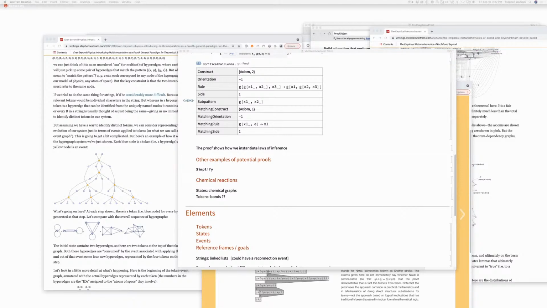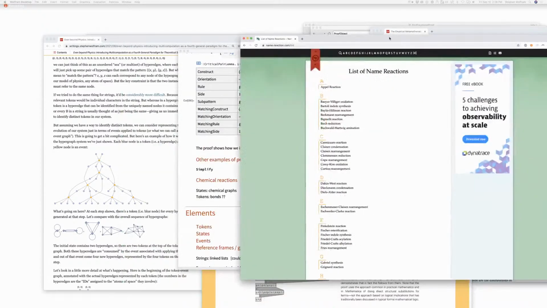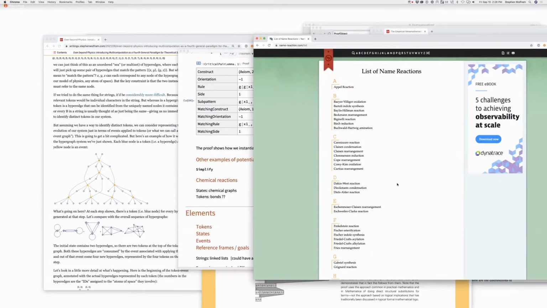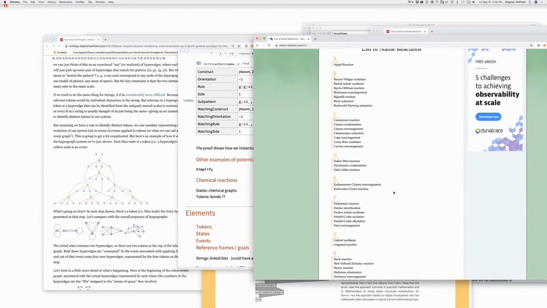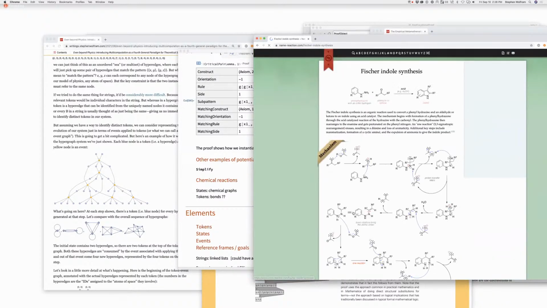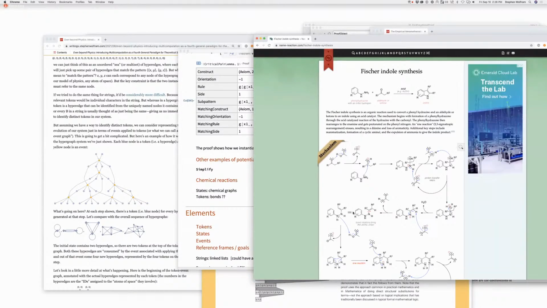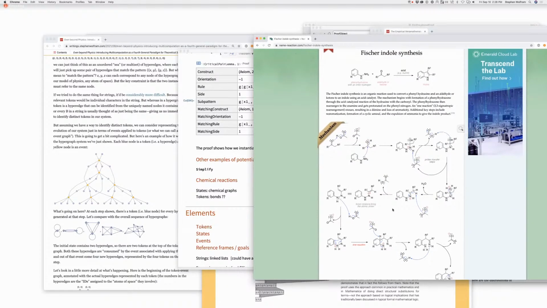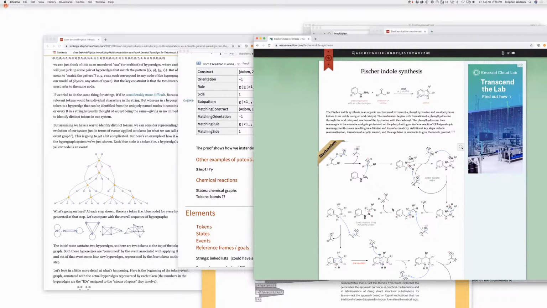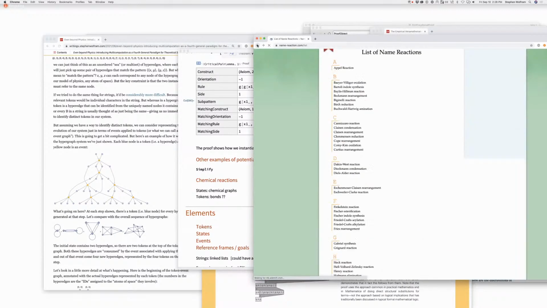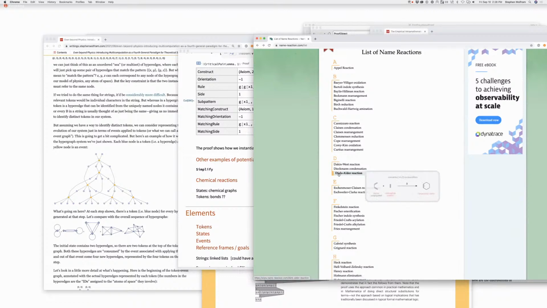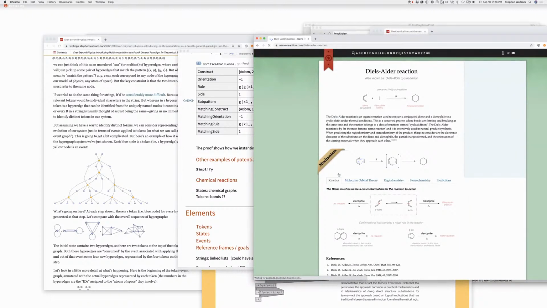But in a typical, let's say, to just pull up some random website, a list of name reactions. Can you pick a favorite name reaction here? Should we do Fischer indole, whatever the heck that is? I don't know that one. It's been a few years since I've been in the lab, but Diels-Alder, let's take that. That's classic. Diels-Alder, yes, that's a good one there.